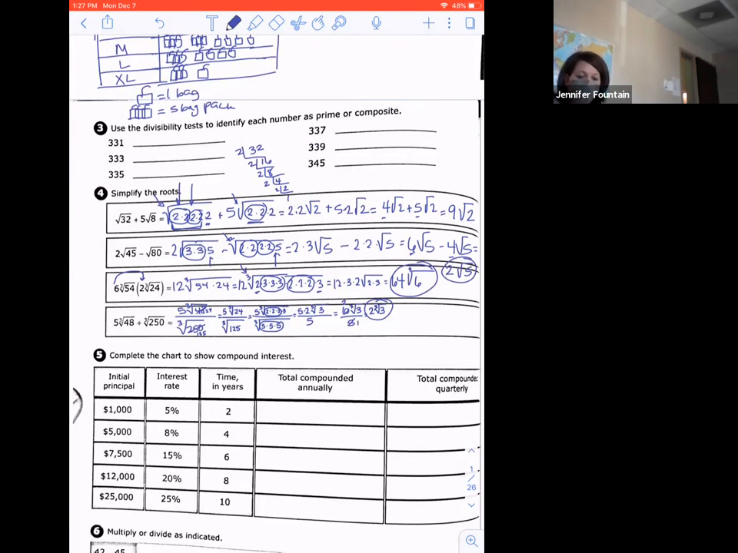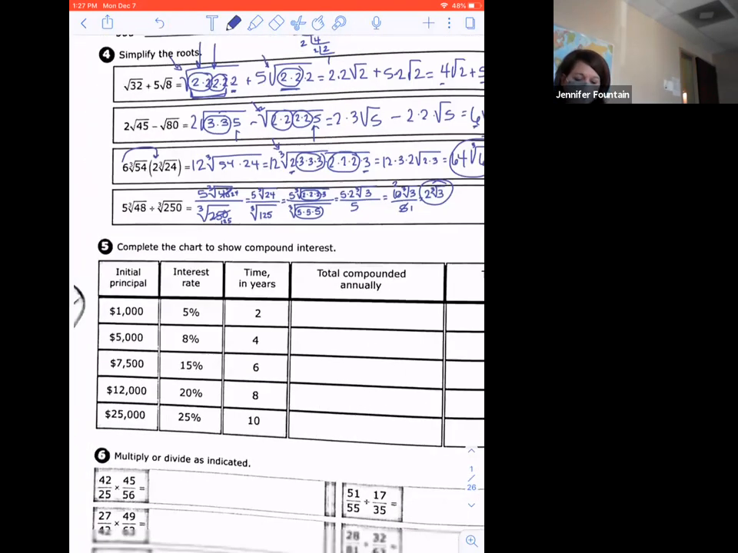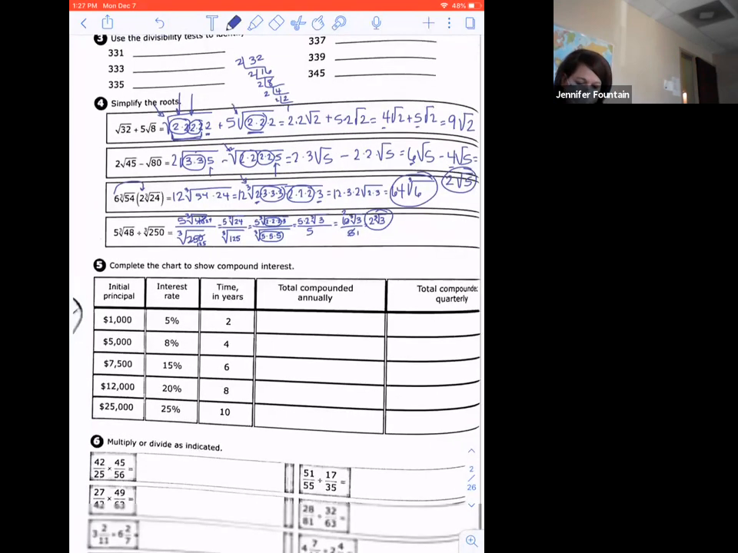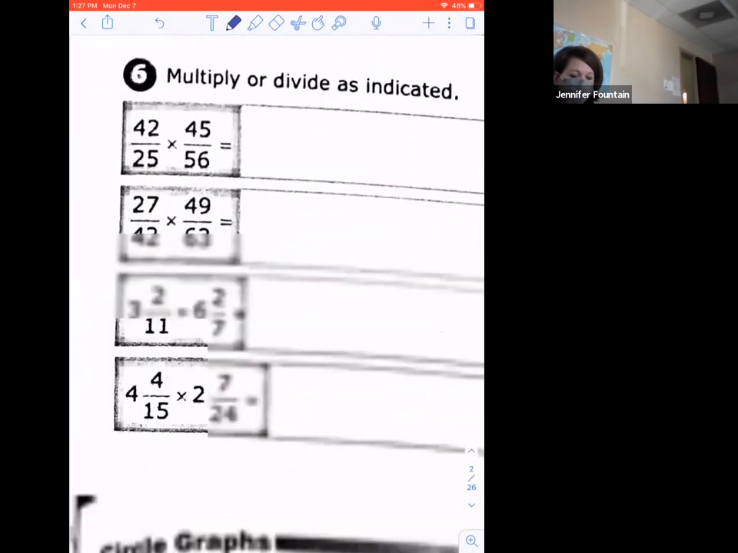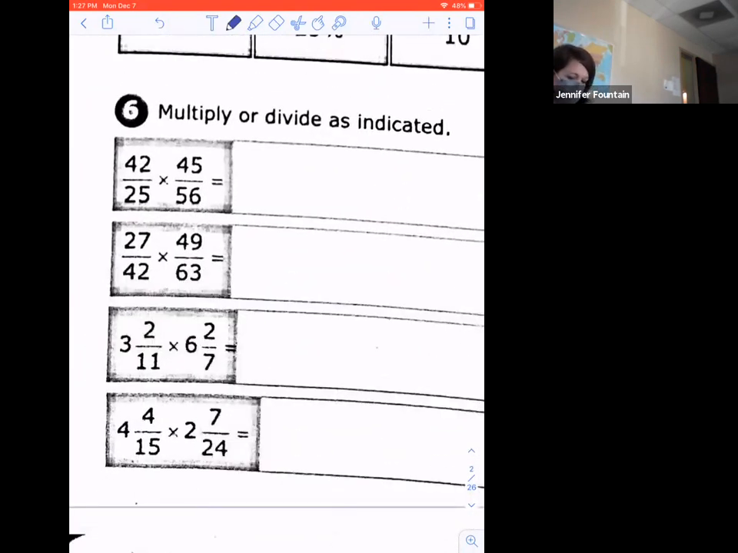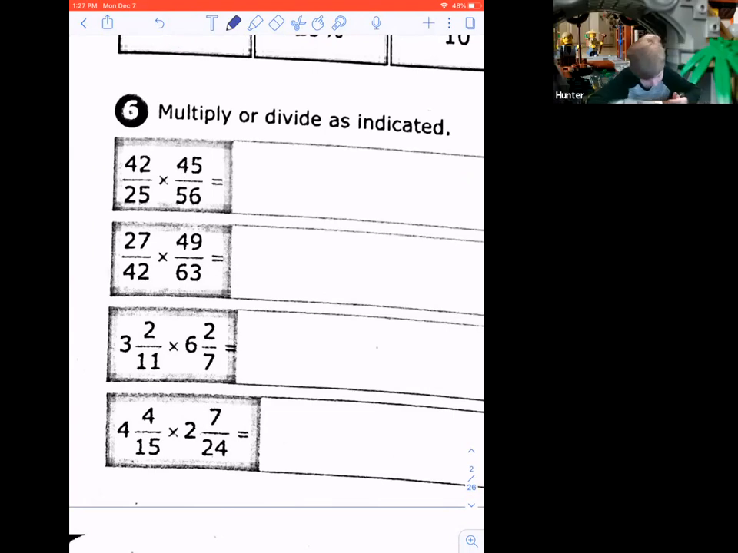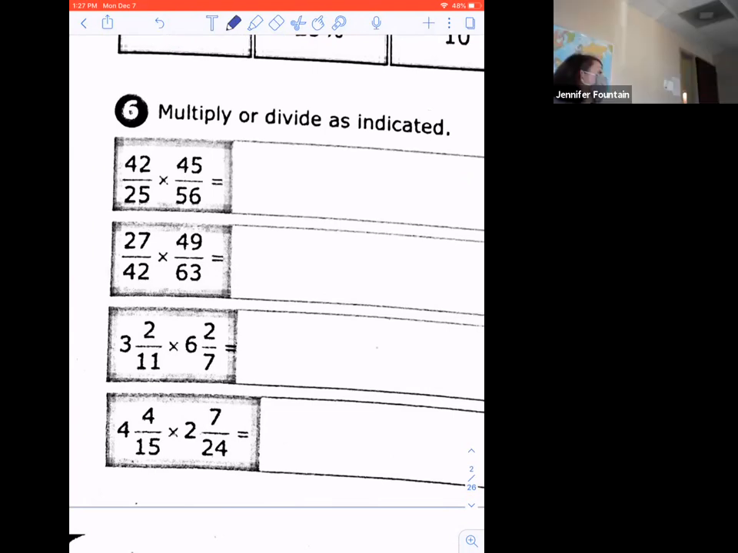Okay? Who remembers our simple, this is compound interest. So we're going to jump over that. All right, let's look at activity 6. Multiply or divide as indicated. Okay, so remember, what can I do before I multiply? Simplify.